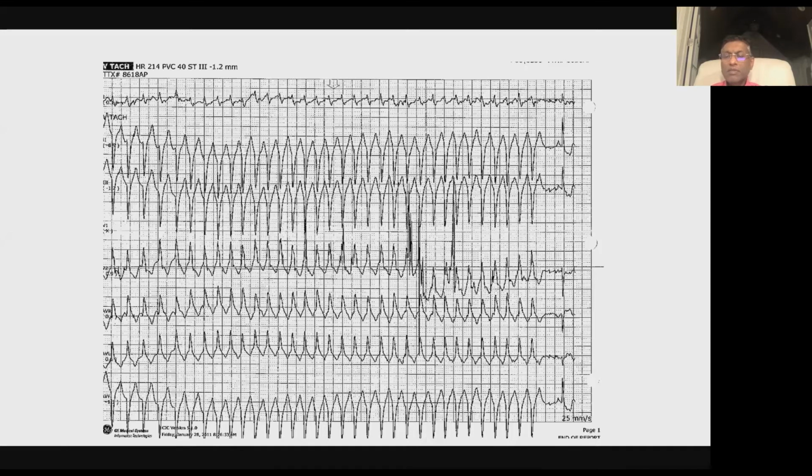Thomas, would you like to take this? Yes, sir. It's like a tachycardia with a sinus origin. I can see P waves in some of the leads. Then the QRS complexes are also wide, but the pattern I'm not able to make out.